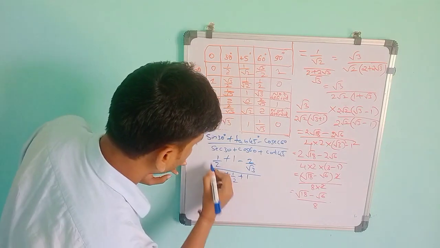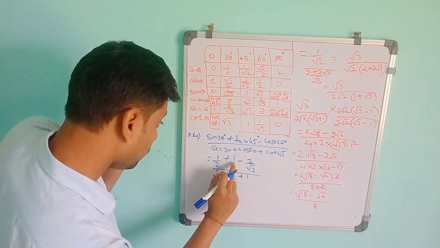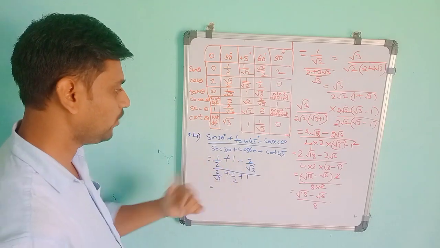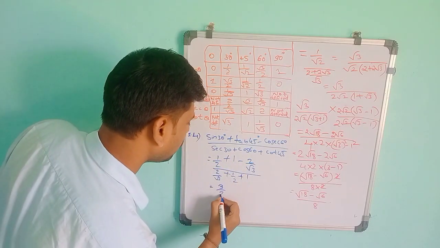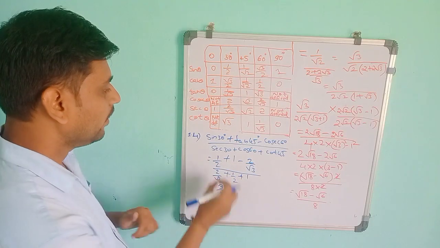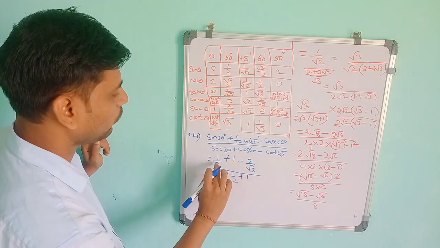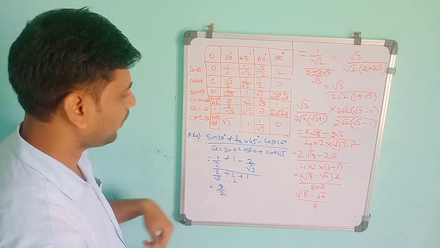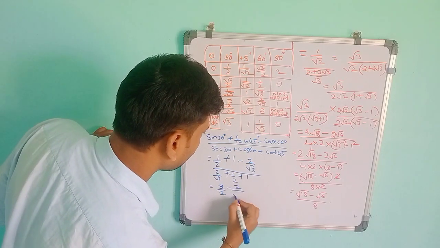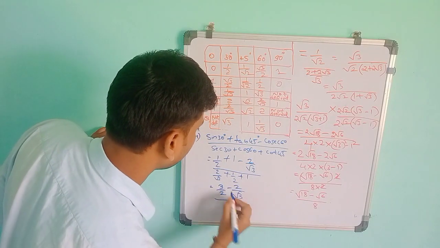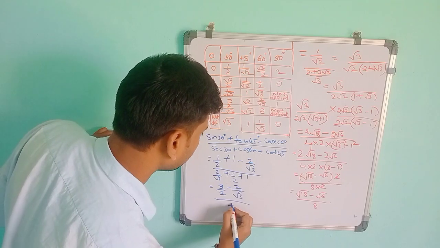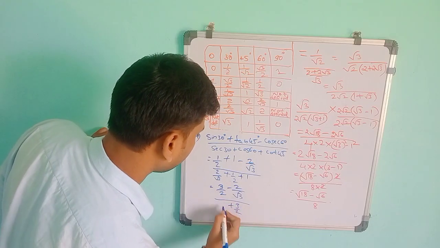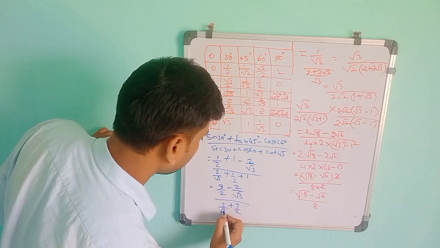See this one, 1 by 2 plus 1. So 1 plus 1 by 2 is 3 by 2. If you don't know, you can take the LCM. This is 1, so 2 into 1, 2 plus 1 is 3, so 3 by 2. Then 3 by 2 divided by 2 minus root 3, whole divided by this. This is also 1 by 2 plus 1, which is 3 by 2. This is 2 by root 3.